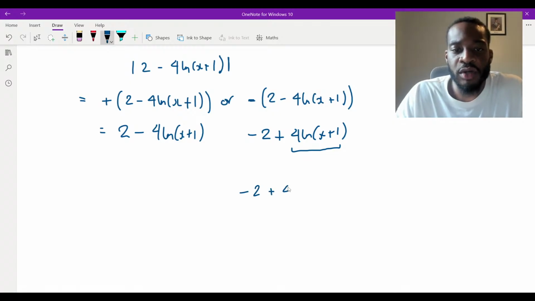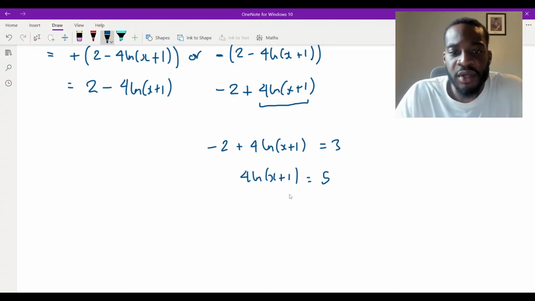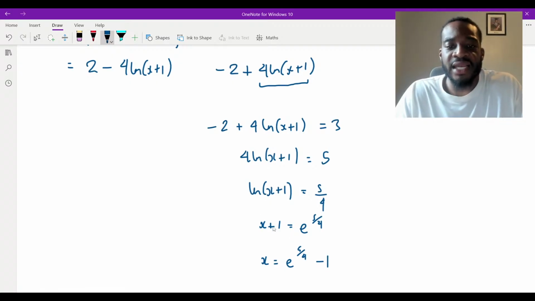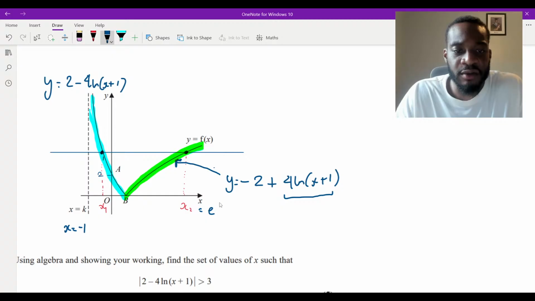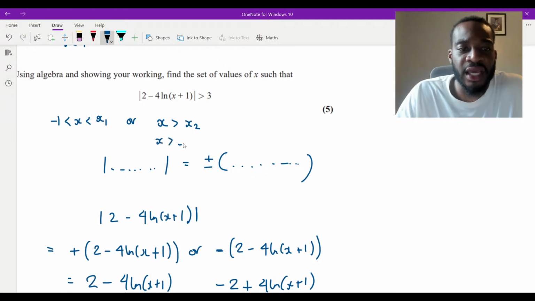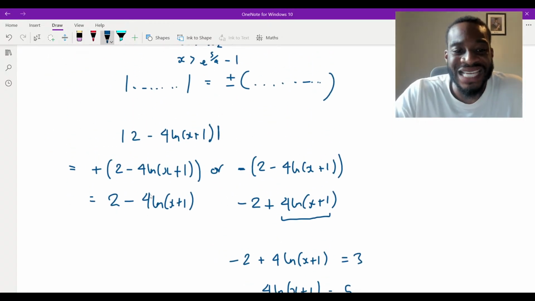So minus 2 plus 4 ln of x plus 1 is equal to 3. That means that 4 ln of x plus 1 is equal to 5, so ln of x plus 1 is equal to 5/4. Taking e of both sides, x plus 1 is equal to e to the 5/4. So x is equal to e to the 5/4 minus 1, and this is our x2 value. Therefore, our answer so far is x is greater than e to the 5/4 minus 1, because we've got that critical value there. Now we need to get the other one by making this equal to 3.